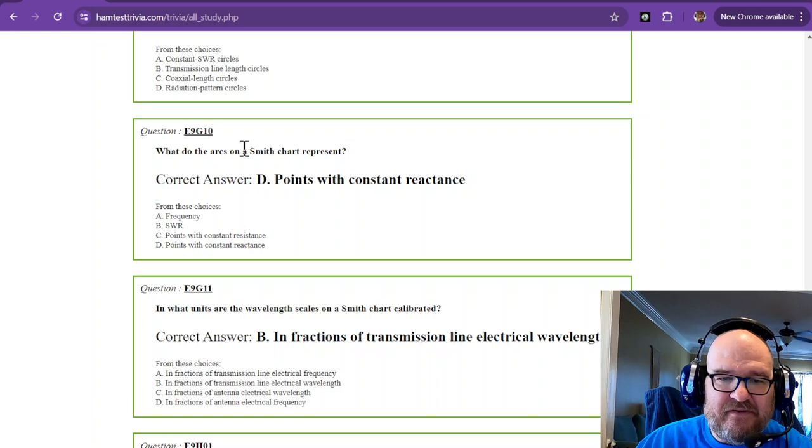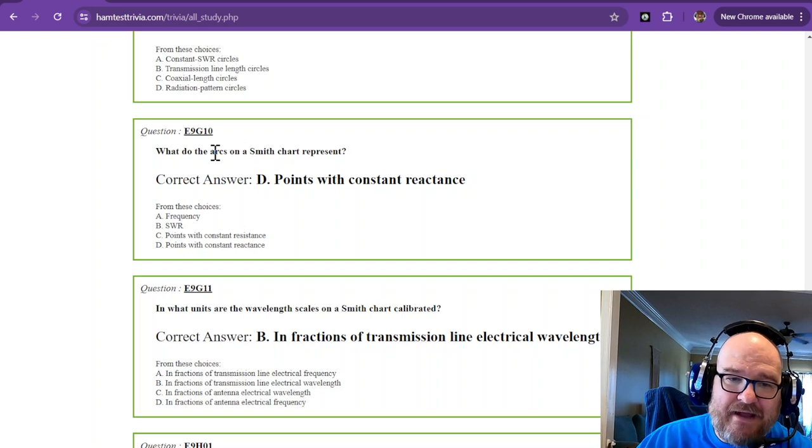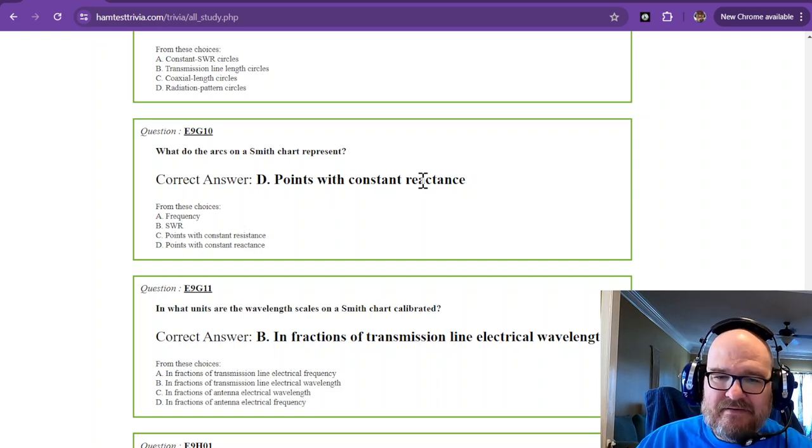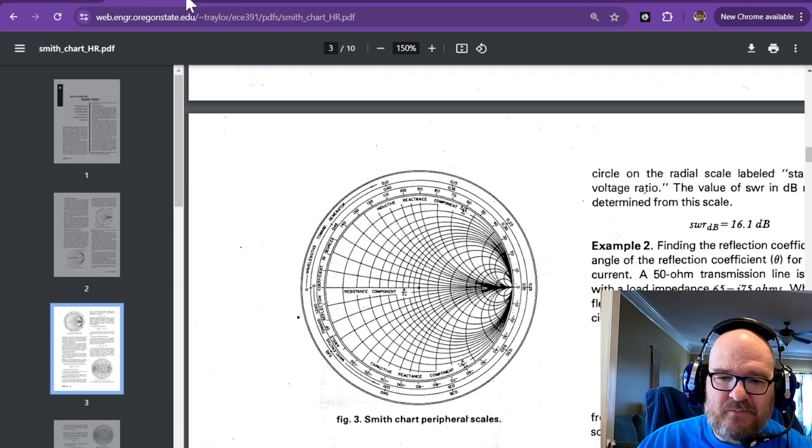What do the arcs on a Smith chart represent? Well, remember the arcs are reactance. Arc reactance. That's a good mnemonic, because you can't spell reactance without arc. Best I can. Points with constant reactance. So as we looked at the picture, these are your reactance components. You have inductive at the top and capacitive at the bottom. And there's your resistive component right in the middle.